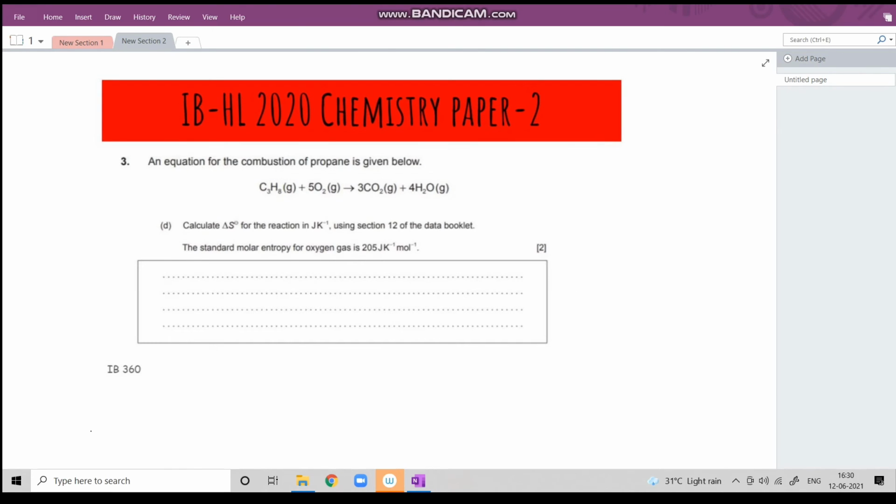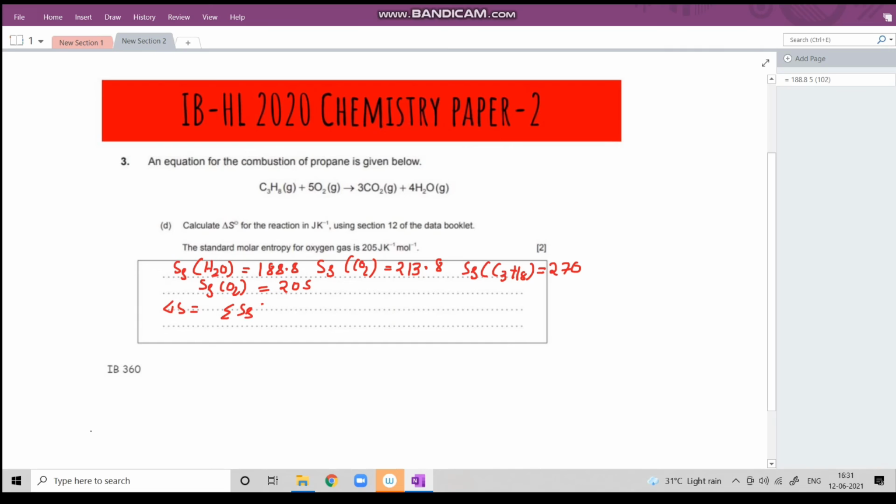Now in this question, we need to calculate the delta S for this reaction in joule per Kelvin. The entropy values are given in your section 12. For H2O, this is 188.8. CO2 is 213.8, propane is 270, and S for O2 is 205. Again, delta S would be the summation of S of products minus the summation of S of reactants.